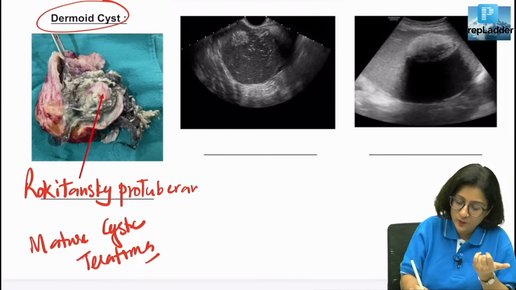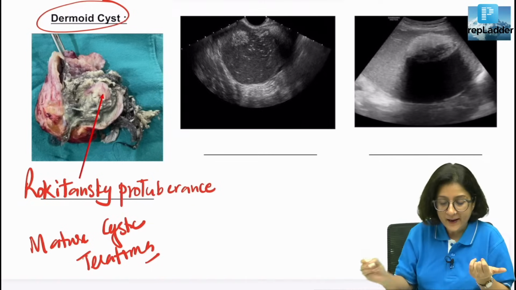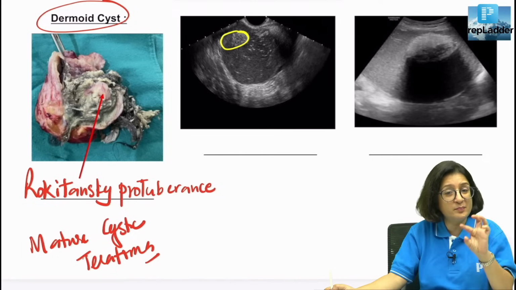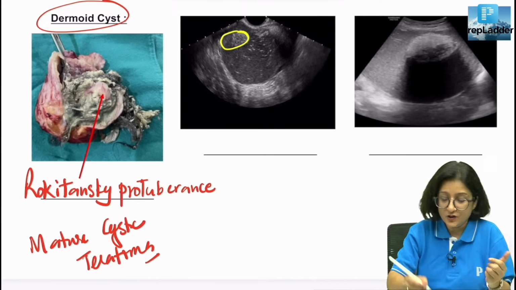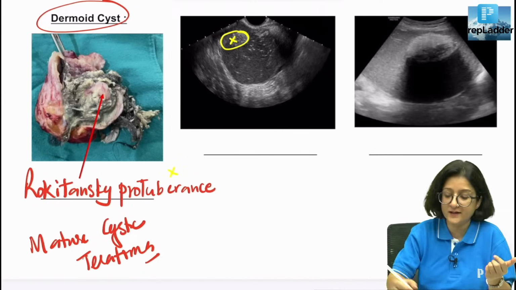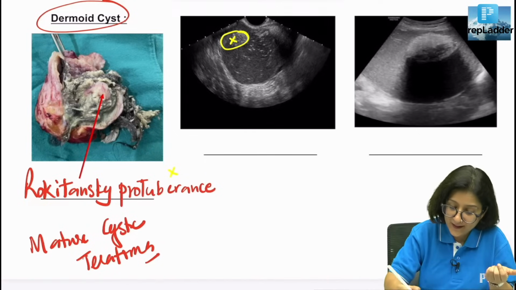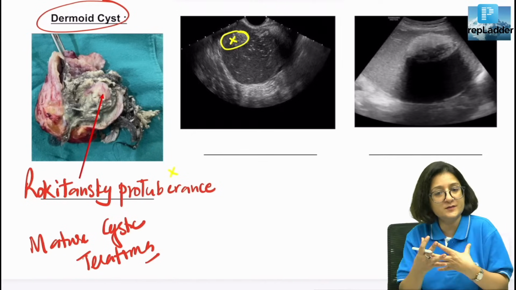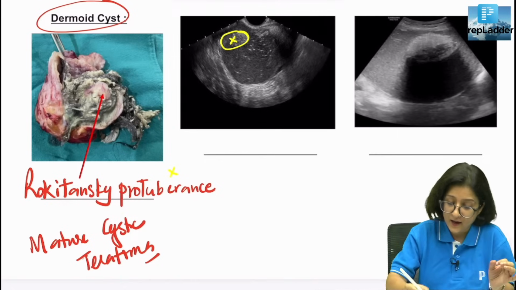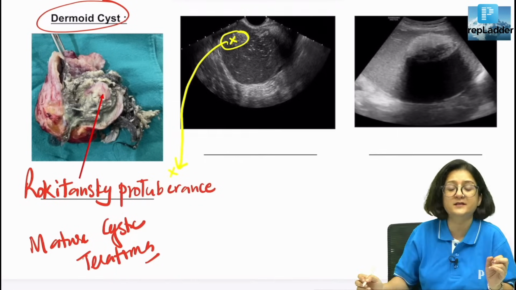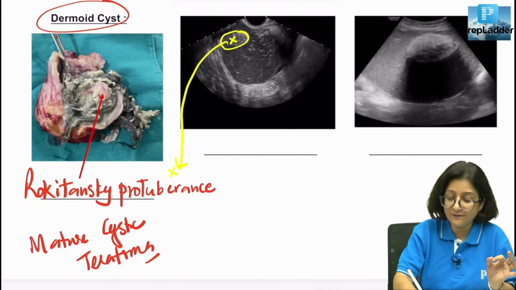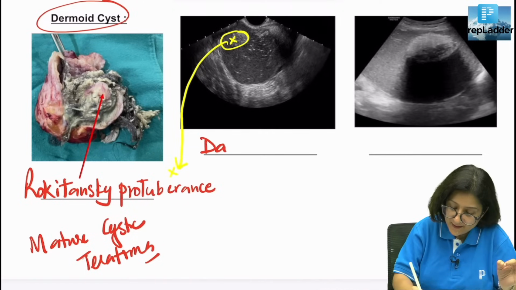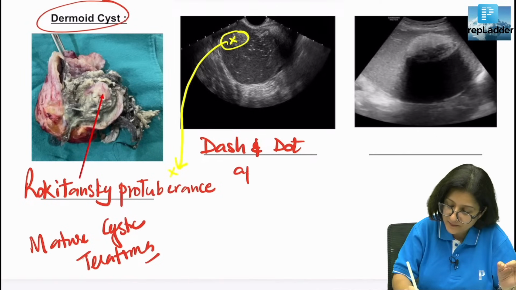The solid protuberance inside. Now this is the hyperechoic nodule. Can you see, it is hyperechoic because it is appearing whiter than the surrounding. So this is the Rokitansky protuberance that you can see on the scan. And what else are you seeing here? White dashes and dots. That's because of the sebaceous material, because of the strands of hair. So in this image, this is the Rokitansky protuberance, and the rest is white dashes and dots. Very classic of dermoid cyst, the dash and dot appearance.